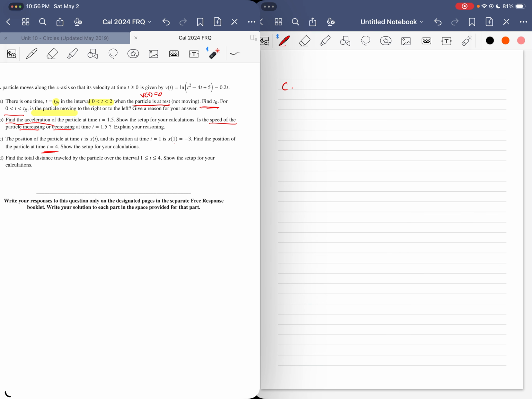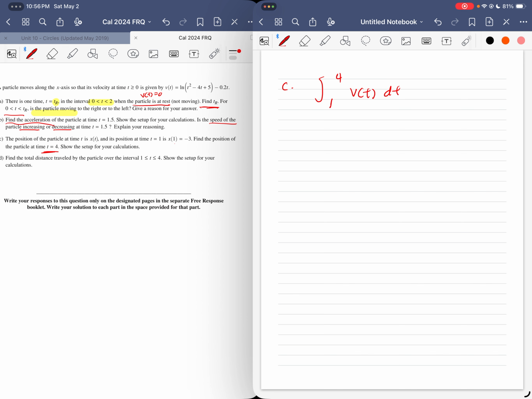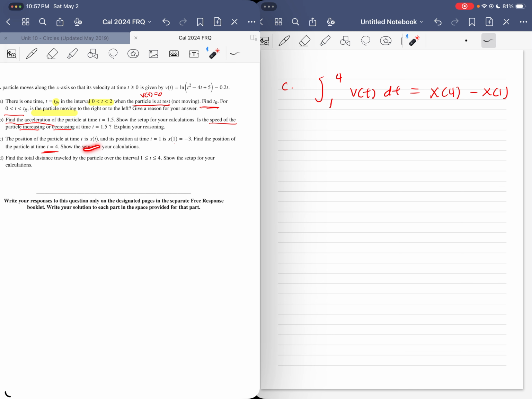All right, so they give us 1 and 4, right? So it's very easy. The antiderivative from 1 to 4 of velocity v of t dt should be equal to, we already know, x of 4 minus x of 1. If you wonder where I got this from, keep that in mind: the antiderivative of velocity is position. Instead of p, I just used x, only because they used x, okay?